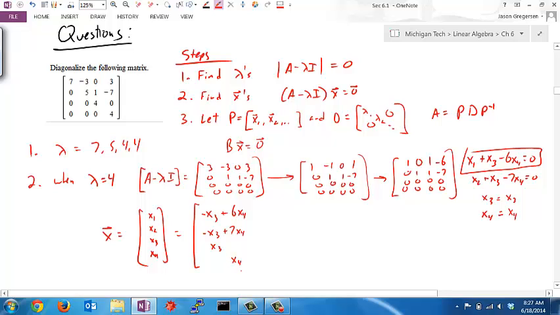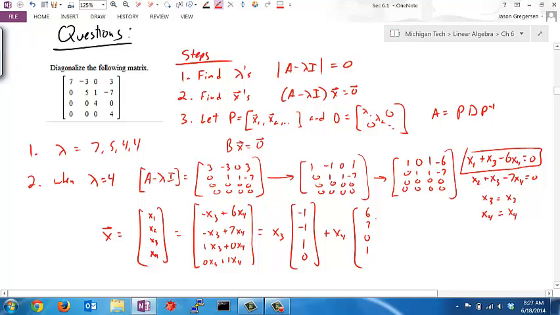Now I have to write this in parametric form. So I'm going to think about this as x3 plus 0 times x4. That's the way I can think about it. And maybe 0x3 plus 1x4. And all I'm doing is writing it as x3 times all the coefficients of the x3s plus x4 times all the coefficients of the x4s. It's my parametric vector form for this solution.